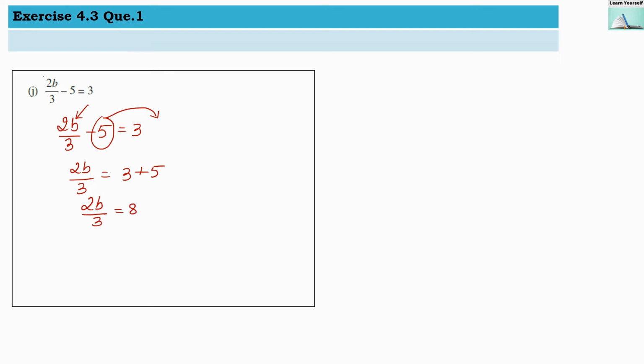Now 3 is in division. Once we are changing the side, it will go to multiplication, and 2 is in multiplication. Once we are changing the side, it will go to denominator in division. So b equals to, we will get 8 into 3 divided by 2. So 2 4s are 8. We will get here b equals to 12.